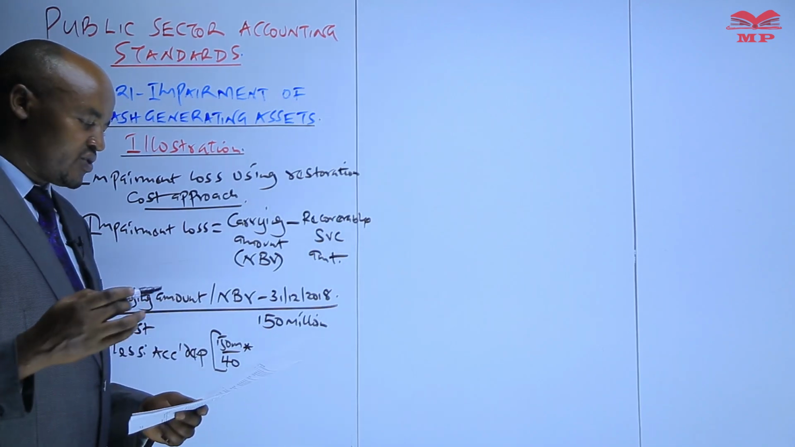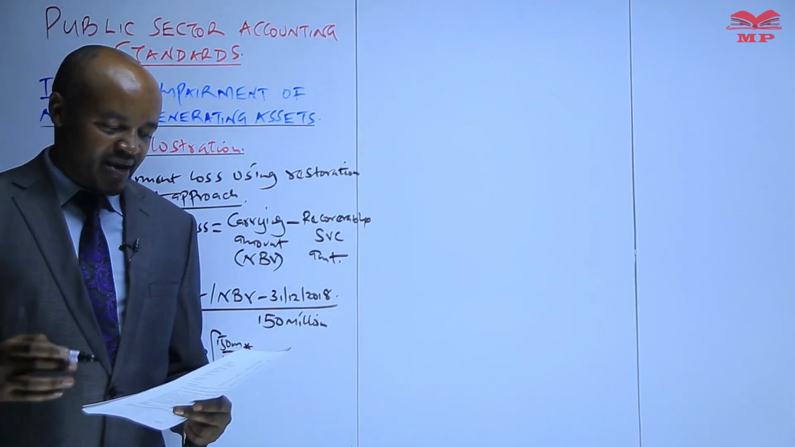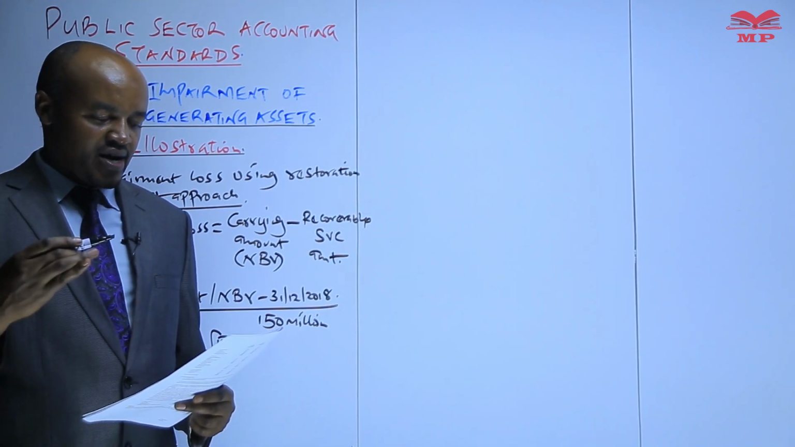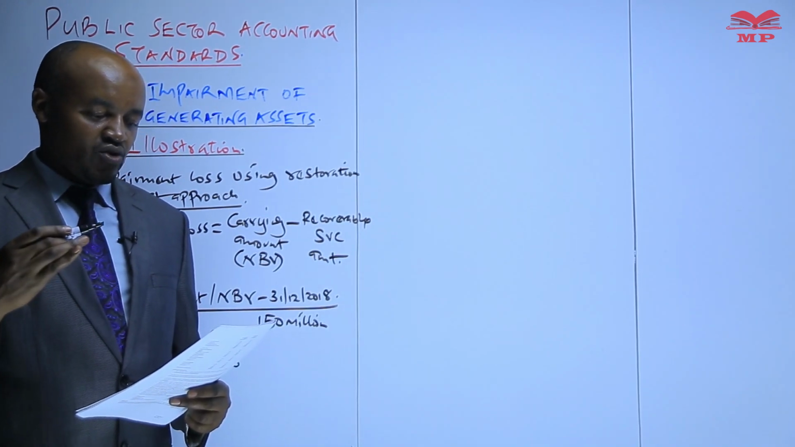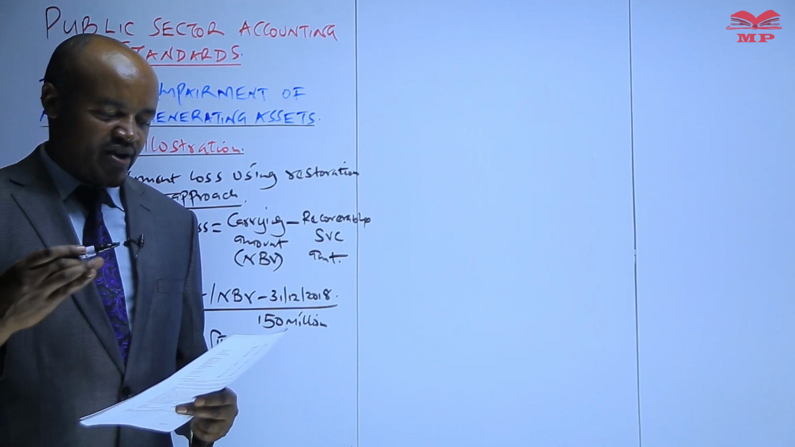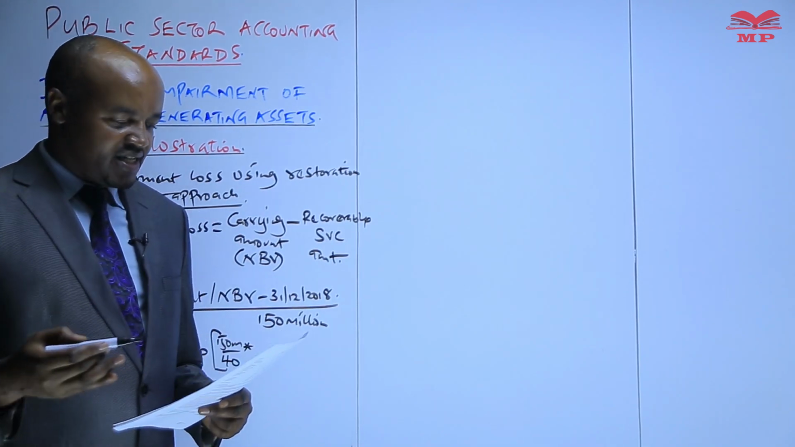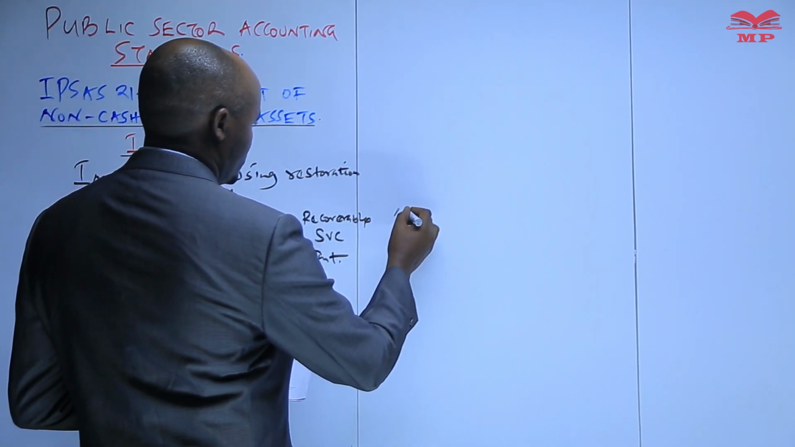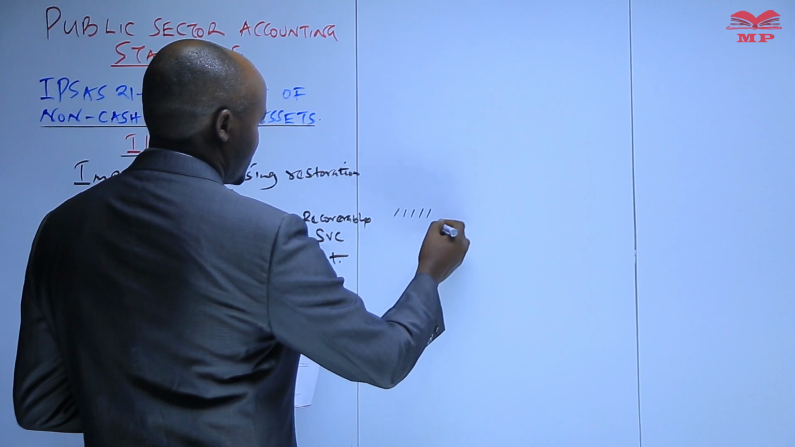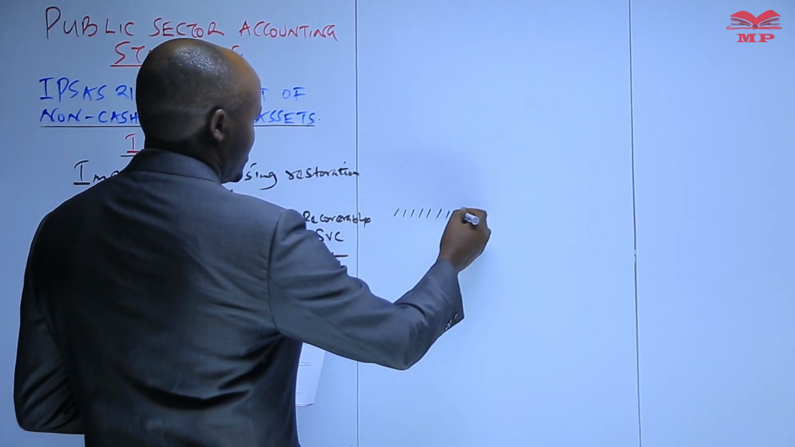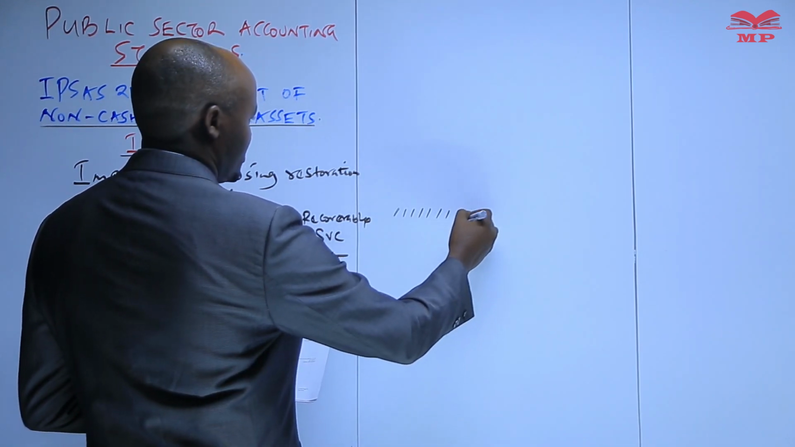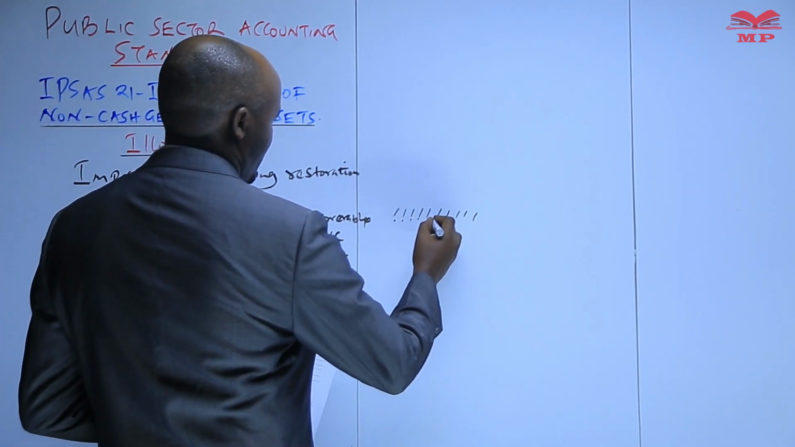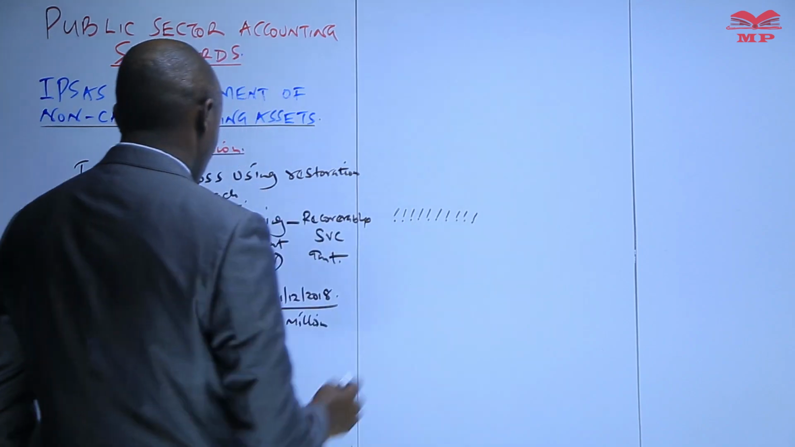So we are determining depreciation for how many years? From 2009, when the market was built, up to 31st of December 2018. So how many years do we have there? We have 2009, 2010, 2011, 2012, 2013, 2014, 2015, 2016, 2017, 2018. So these are how many years? 1, 2, 3, 4, 5, 6, 7, 8, 9, 10. So we have 10 years.